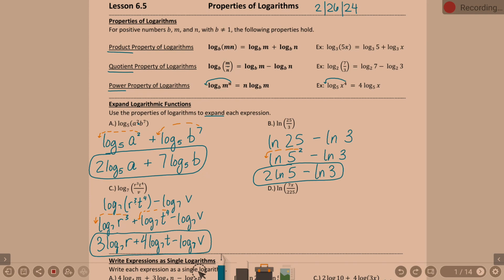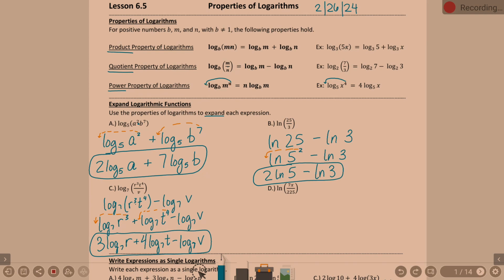Okay. One more. Natural log of 7x over 225. What do you see first?